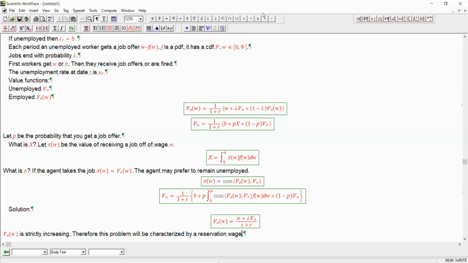So we're going to call that reservation wage W star. We don't know what value it has, but we know it exists because VU has to be positive. If you're a silly agent who never accepted any job offers, VU would be the value of getting B forever. As long as B is positive, that's a positive number. Of course, that will be better than accepting a job offer of 0.